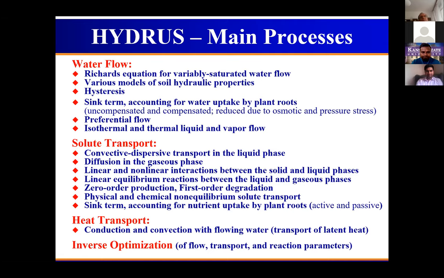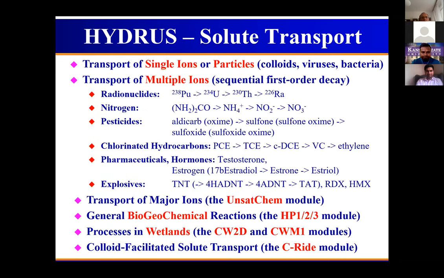And if we have more general problems, then we have the specialized modules which can deal with specialized problems. We also consider heat transport, and that was included initially mainly because a lot of chemical reactions depend on temperature. But over time, we improved these modules, and so we can also account for the coupled movement of water, vapor, energy, and so on. And finally, we also have tools to carry out inverse optimizations, which is a very useful tool so that the models can be calibrated against existing data and the parameters needed to run the models can be optimized by this optimization. So the models can be used to simulate single ions as well as particles, various types of particles such as colloids, viruses, bacteria, nanoparticles, etc.